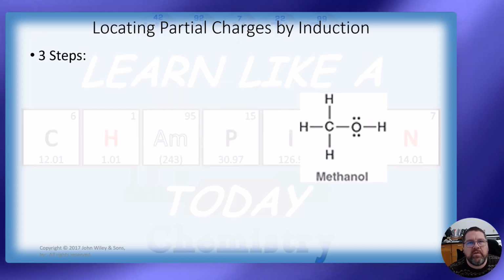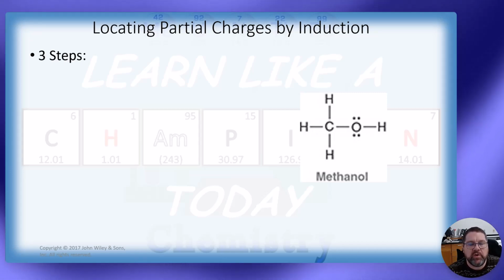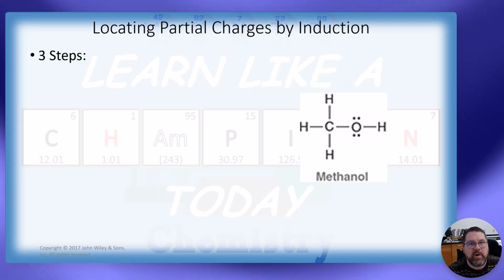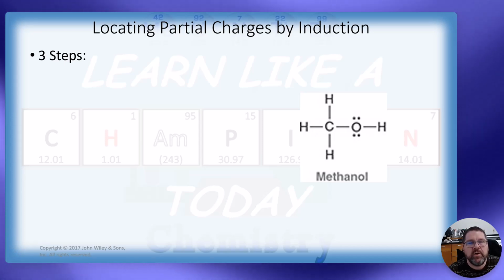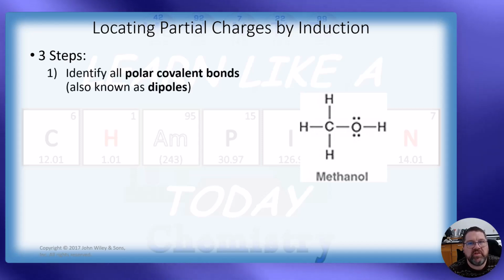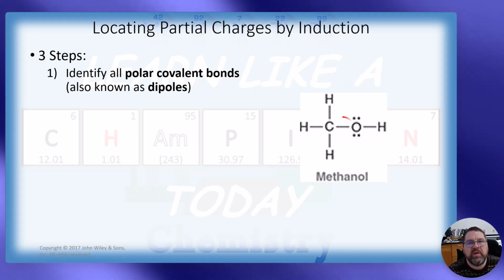If we take a look at a molecule, the reason why this idea of induction and recognizing where induction is going to occur is so important is because, again, these are often the areas within the molecule where a chemical reaction will take place. So the 3 steps that we would want to look for in locating partial charges would be: first, identify all polar covalent bonds that are present. We refer to them more simply as dipoles.